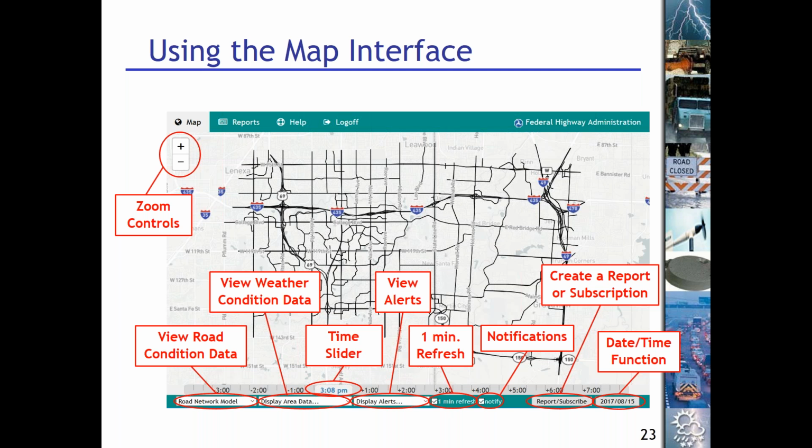And we also created the ability for the system to generate alerts. The system has a refresh of 1 minute or more or less, depending on how the operator or the user wants the system to refresh. We also have notifications that were requested by Kansas City Scout, so they don't have to be always looking at the system. They can be alerted when something out of the ordinary is happening. And like I said before, the user can create reports and subscriptions. And then we have a date and time function so that the user can go back in time and look at the observations or what the model outputs in the past.